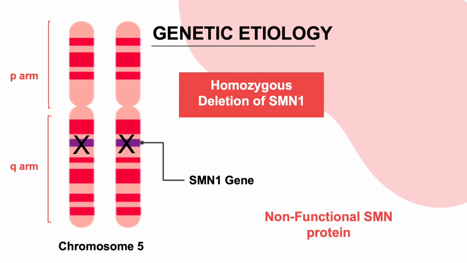Now, rare SMA patients can be compound heterozygotes, with a deletion in 1 copy of the SMN1 gene and a point mutation found in their other copy of the SMN1 gene. In both cases, the SMN protein is rendered non-functional. It is important to note that SMA can be caused by aberrations in other genes. However, we are focusing on the primary causes of this disorder.